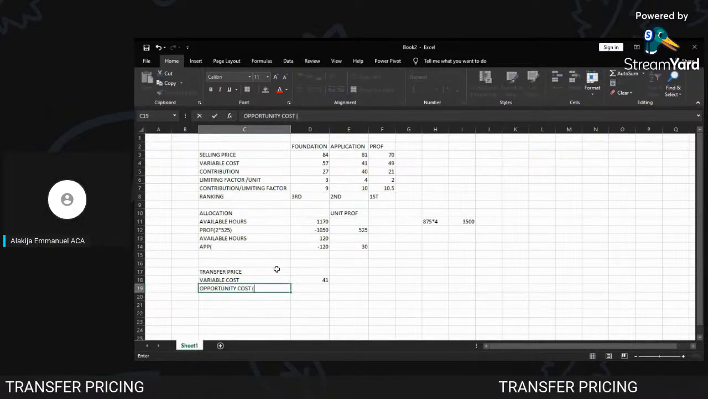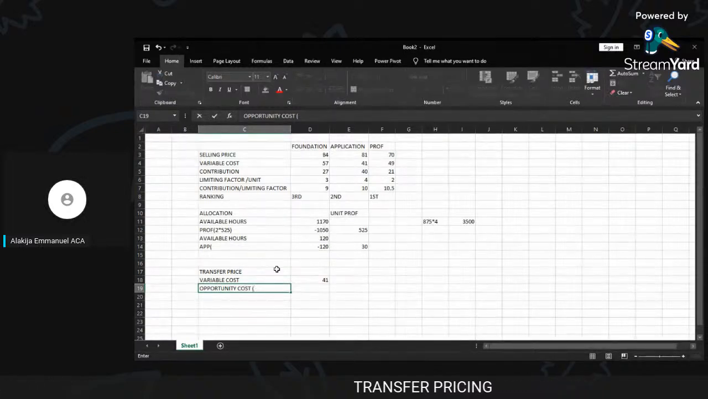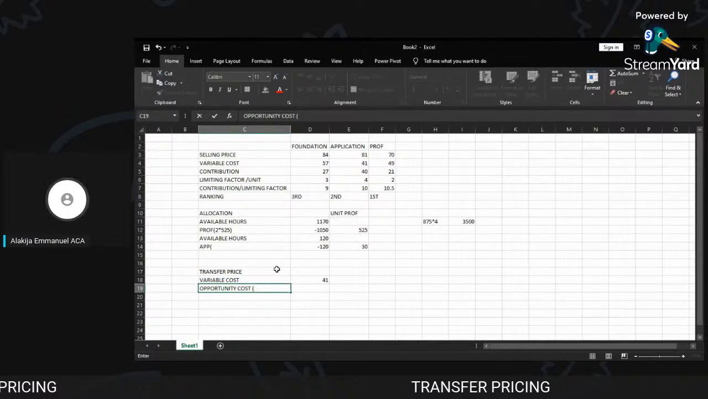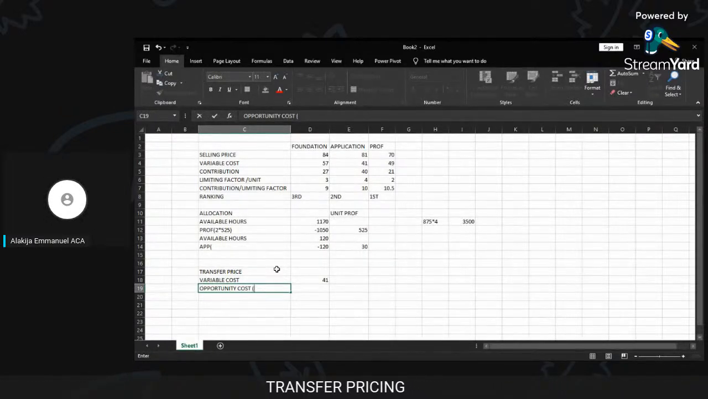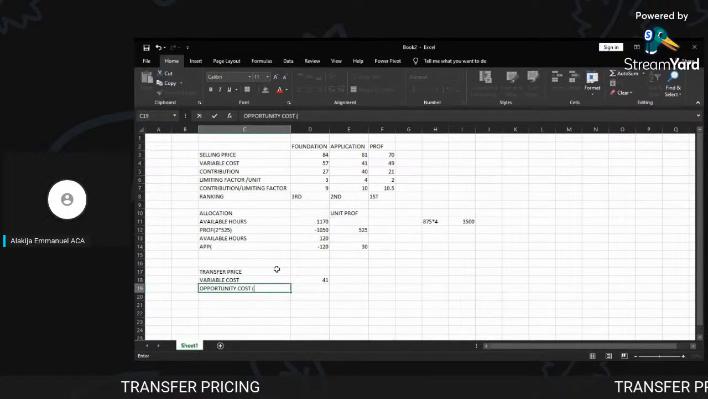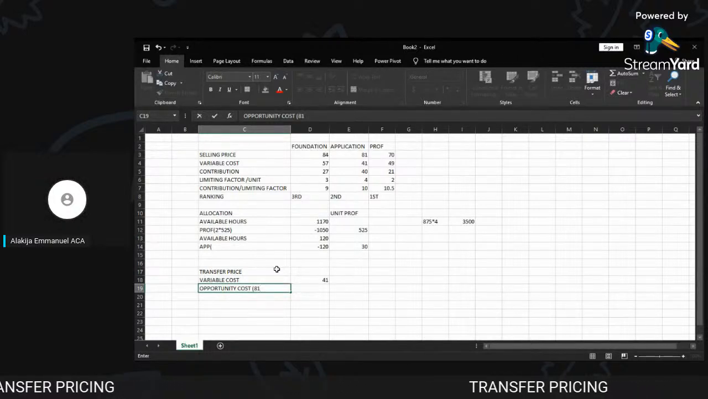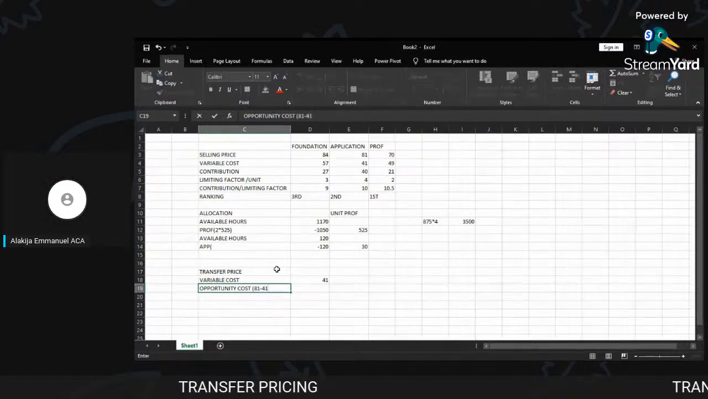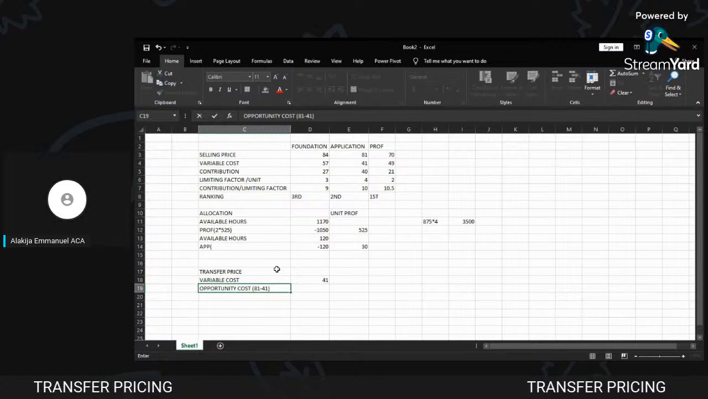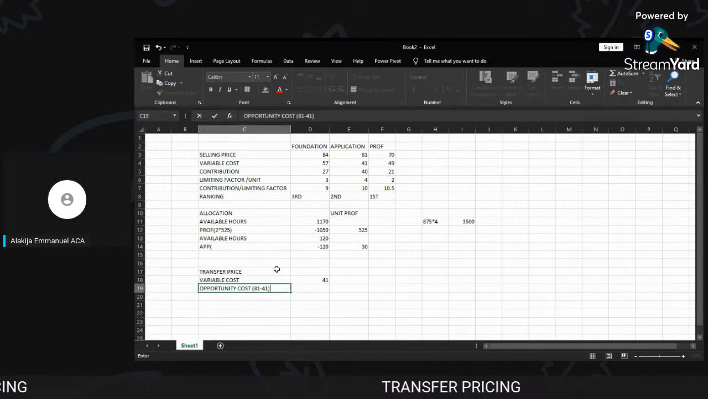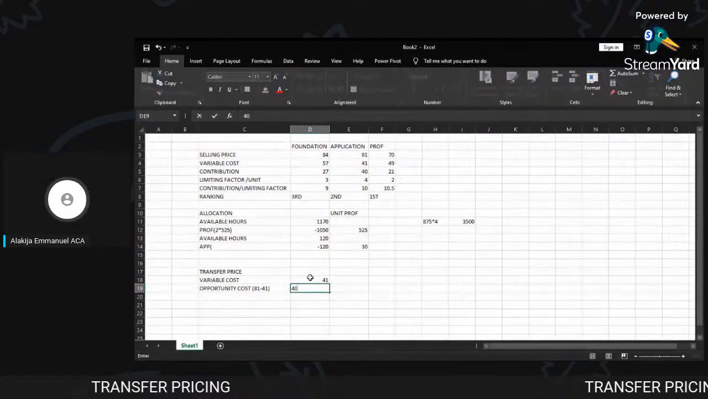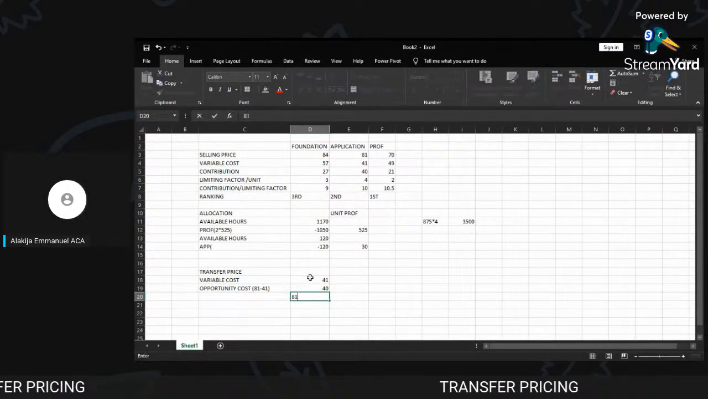Now opportunity cost here, which is the alternative foregone, is the amount they will be losing from not selling these 30 units available to the external market. And how much will they be losing? They will be losing the difference between 81 naira, which is the selling price, minus the 41 naira, which is the variable cost. That is the contribution they will forgo. That is the opportunity cost, which is 40. So when we add this together, we have 81.